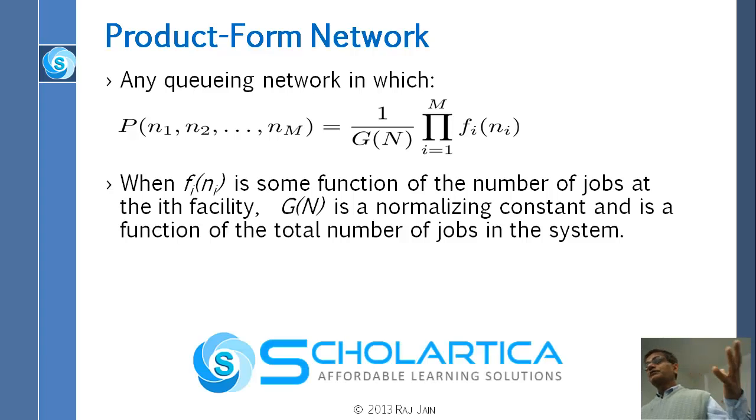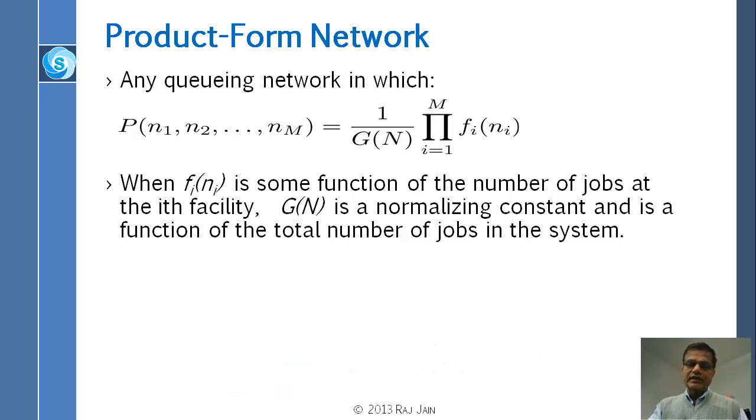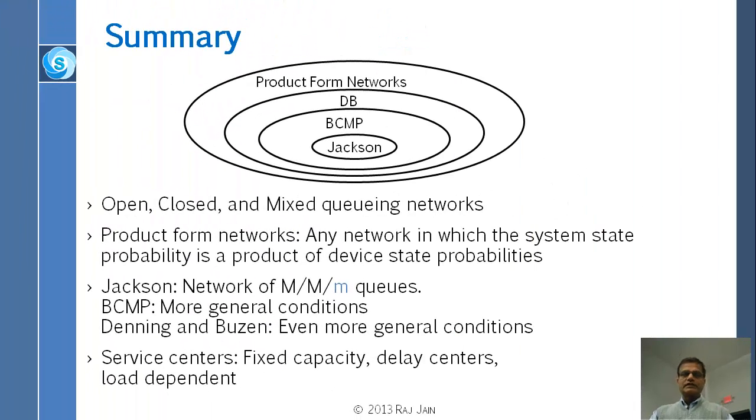If in the whole system you have one user or two users, the function is different than if you had 200 users. So fi is some function of ni and n maybe, okay? And g is only a function of capital N. So, move on to the summary.